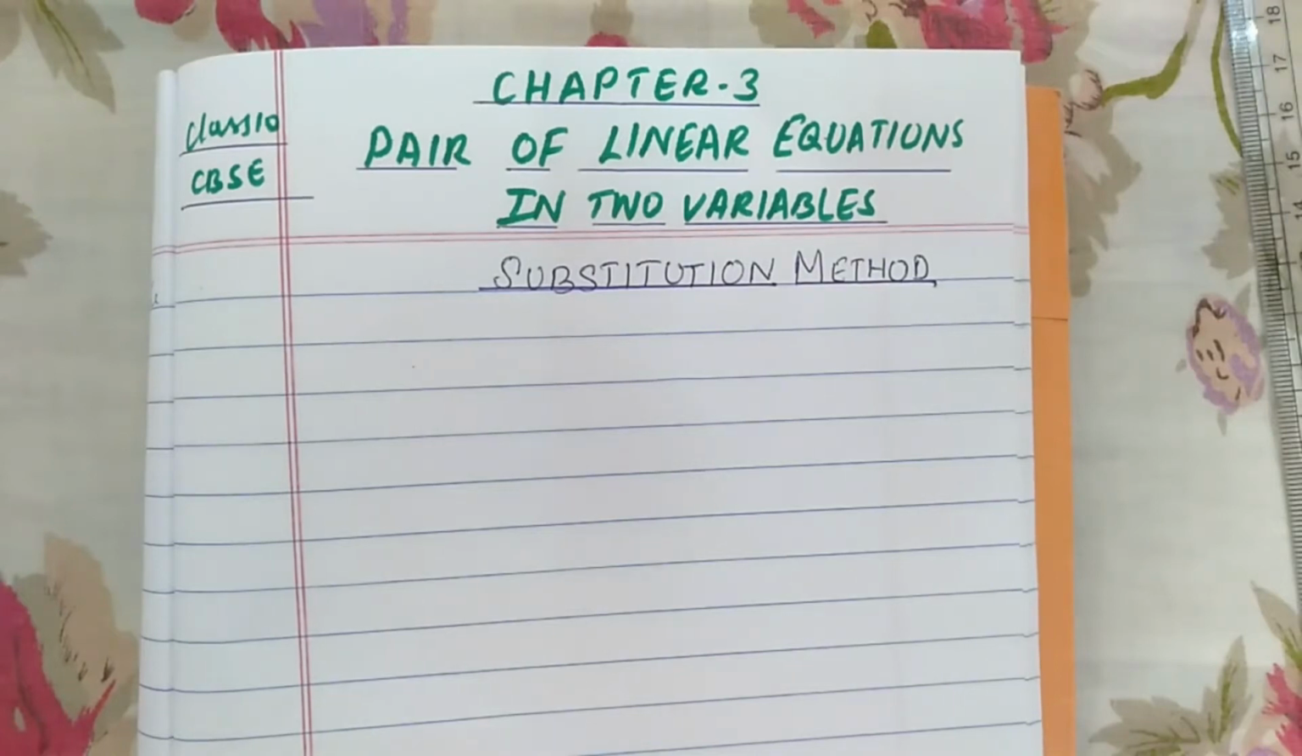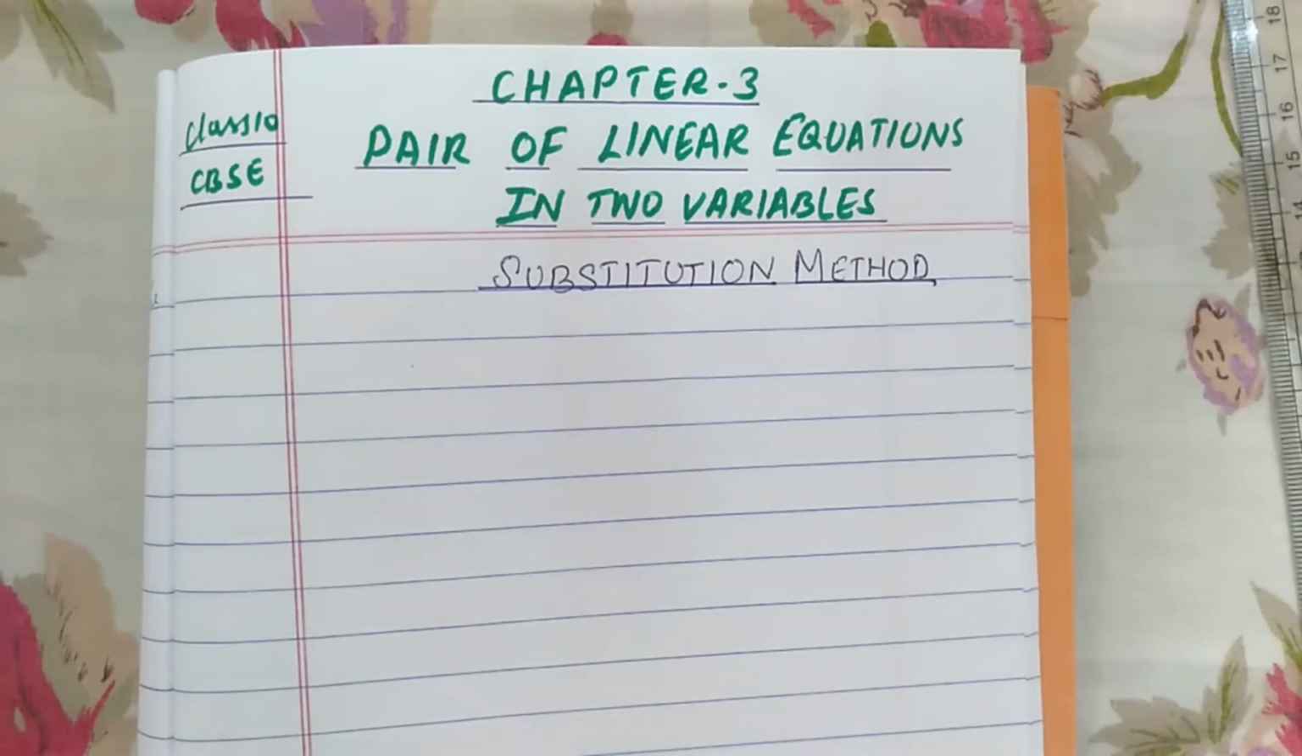Now first we shall start with the substitution method. Substitution method involves 3 important steps. The first one is pick up any one variable from the pair of given equations and then write the variable in terms of the other.